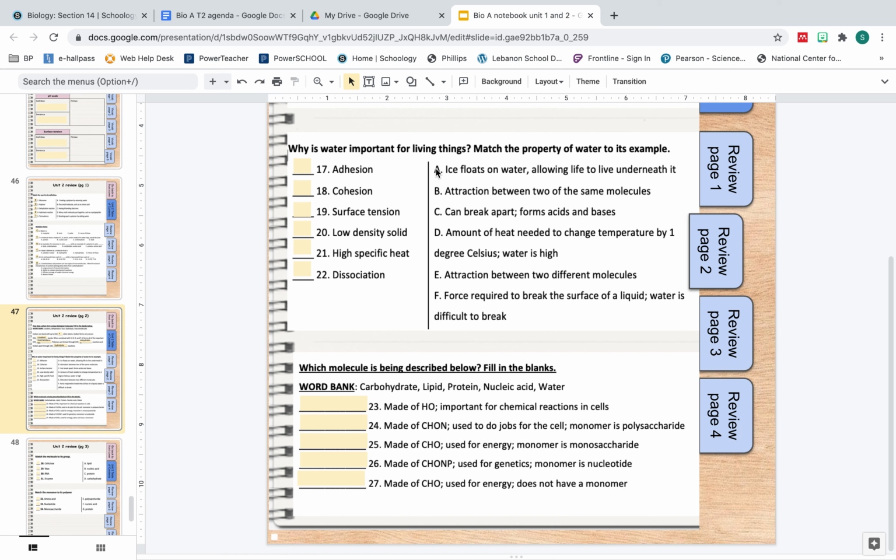I'm going to do it by looking at the letters and matching them to their numbers. A says ice floats on water, allowing life to live underneath it. Ice is the solid form of water, so that would have to go there. B, attraction between two of the same molecules. Co means like together, the same, so that is cohesion. Can break apart to form acids and bases. That is called dissociation.